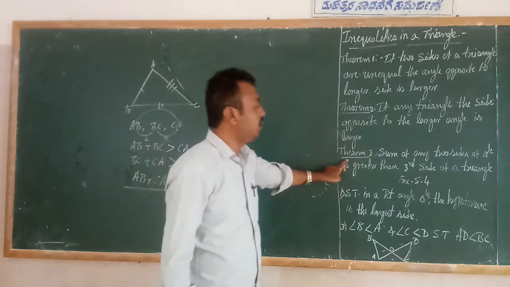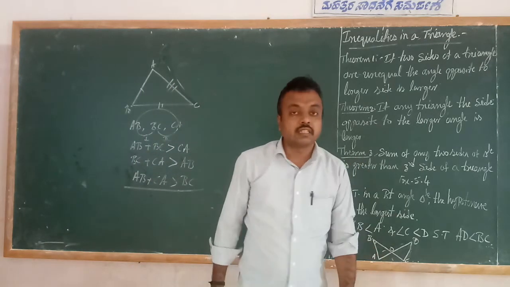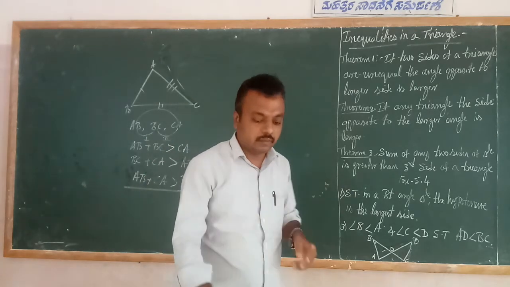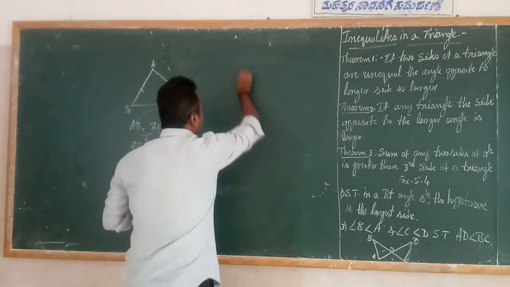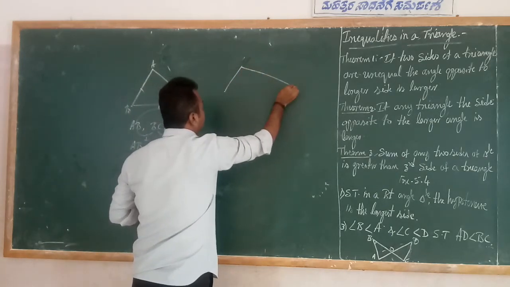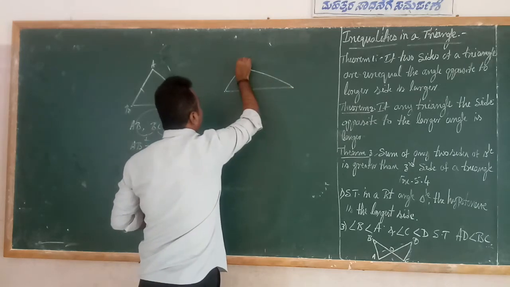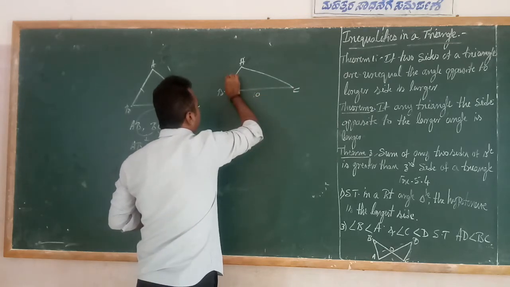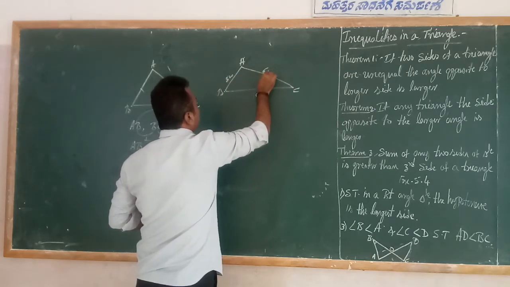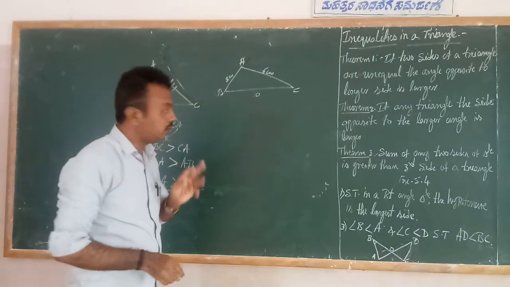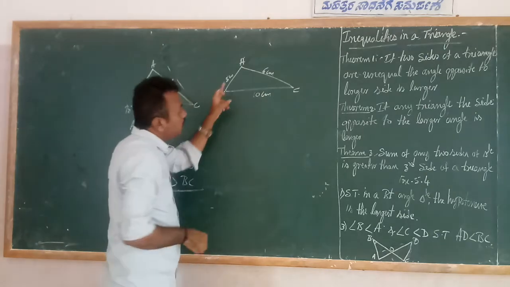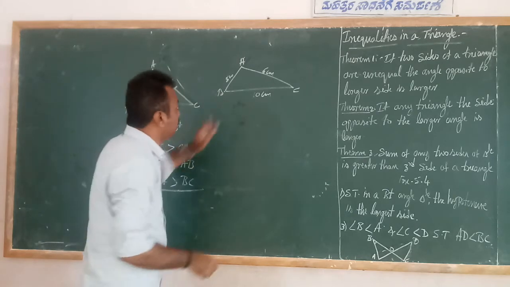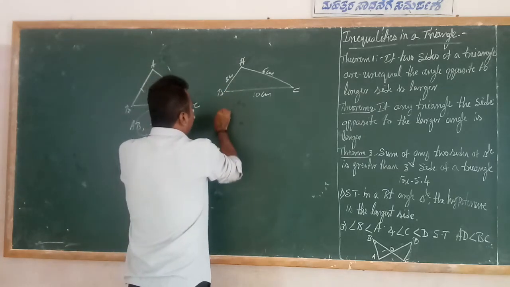This is the statement of theorem number 3. It says the sum of any two sides of a triangle must be greater than the third side of a triangle. For example, I will give one example. In triangle A, B and C, BC is 10 centimeter, AB is 5 centimeter and AC is 6 centimeter. In that, do these conditions apply or not? Can we check it? Yes. Shall we check? So first, AB how much?